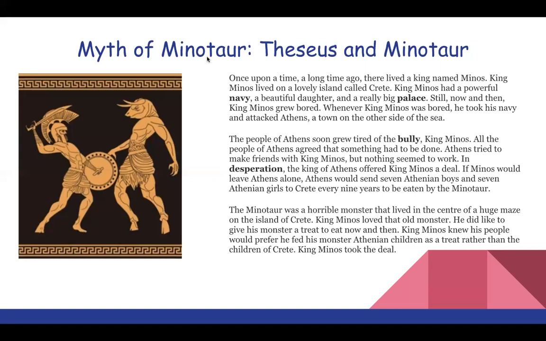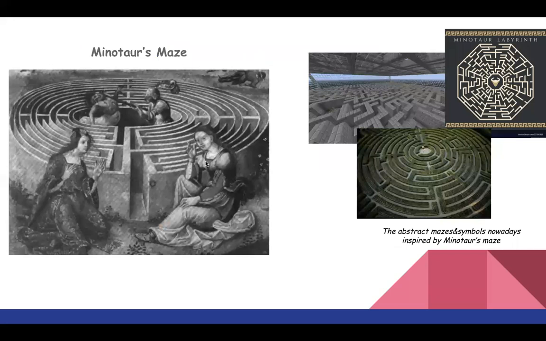The Minotaur was a horrible monster that lived in the center of a huge maze on the island of Crete. King Minos loved that old monster. He did like to give his monster a treat to eat now and then. King Minos knew his people would prefer he feed his monster Athenian children as a treat rather than the children of Crete. King Minos took the deal. These are pictures of the Minotaur's maze.